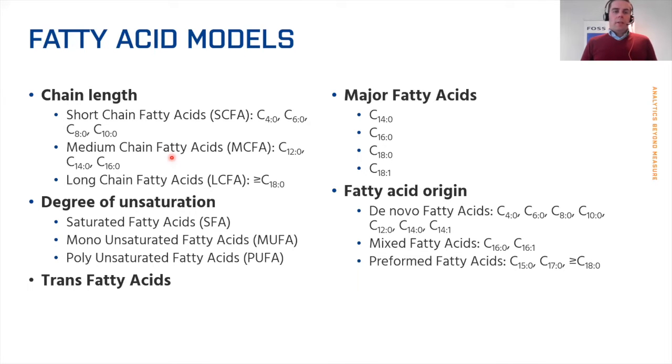Then we distinguish the fatty acids depending on the degree of unsaturation. Here we have saturated fatty acids, no double bonds, and unsaturated fatty acids with either only one, which would be the monounsaturated fatty acids, one double bond, or several double bonds. Trans fatty acids, and then major fatty acids and fatty acids according to their origin in the cow.